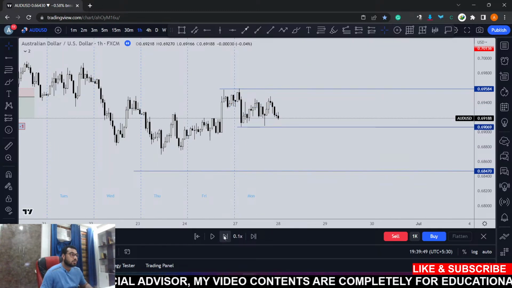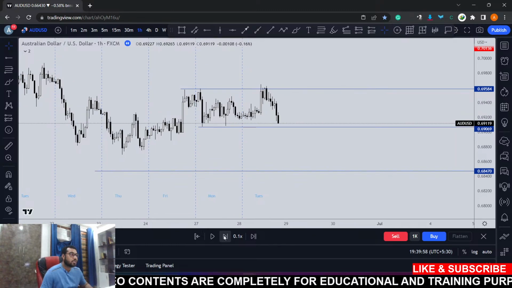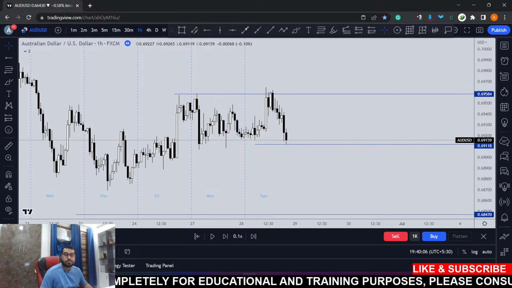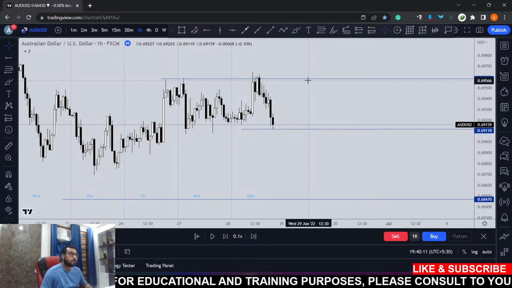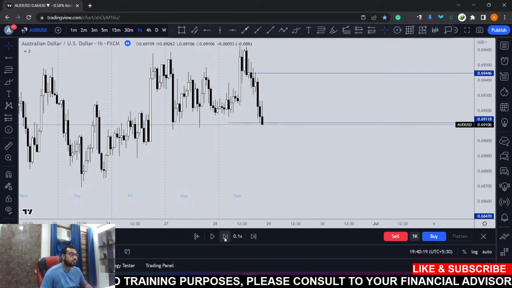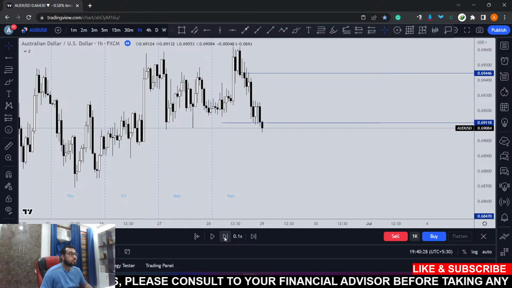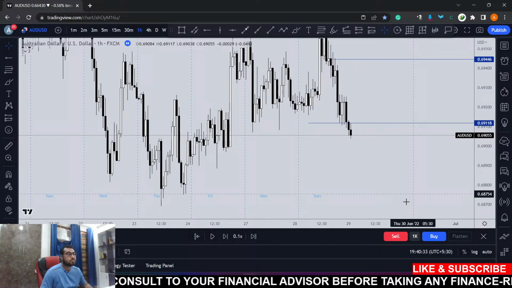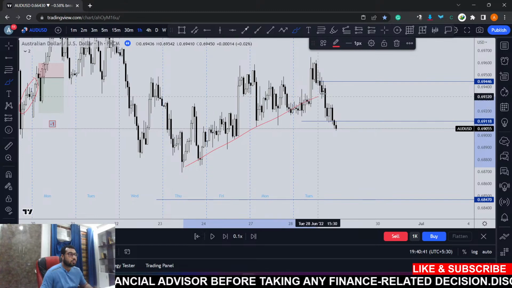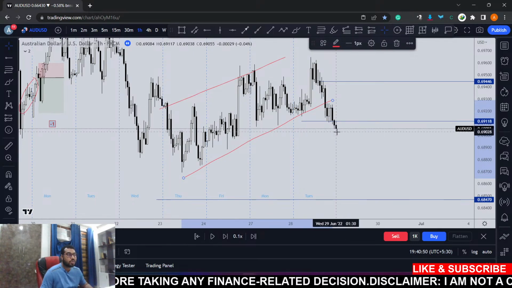We are volatile right now. We break the high. The market forms some ascending channel. Then we saw break, retest, and now the market is trying to continue its move to the downside.